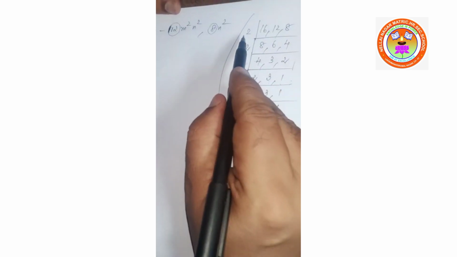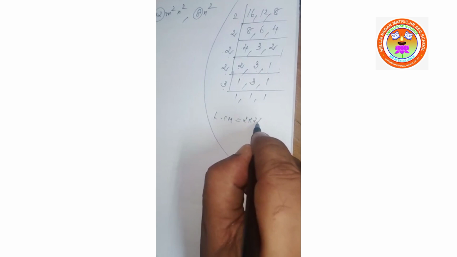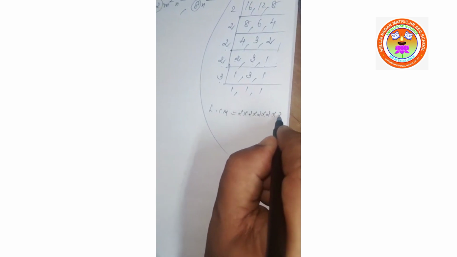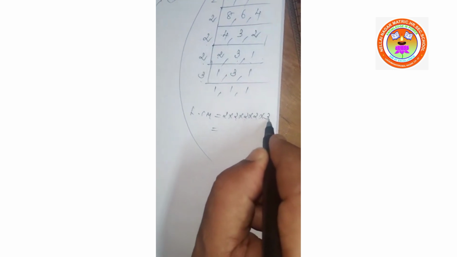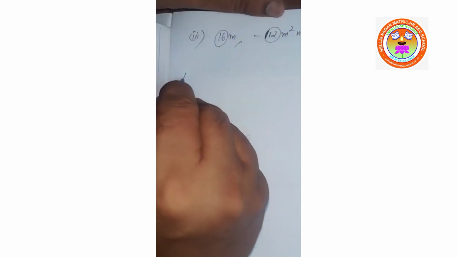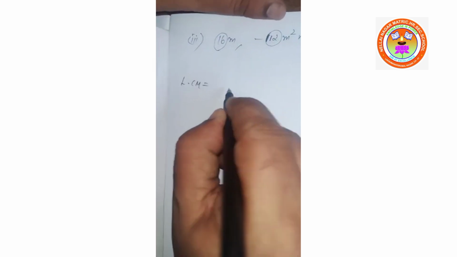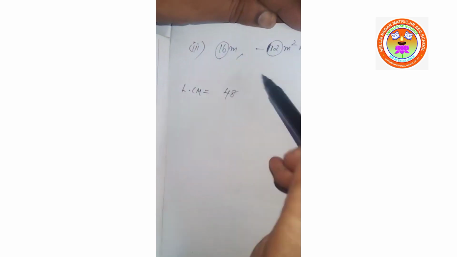LCM equals 2 into 2 into 2 into 2 into 3. 2 2s are 4, 2 4s are 8, 2 8s are 16, 16 3s are 48. That is the LCM. Right, first 48. Then check the sign.